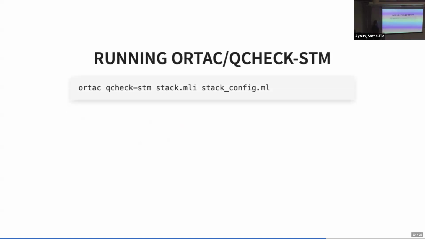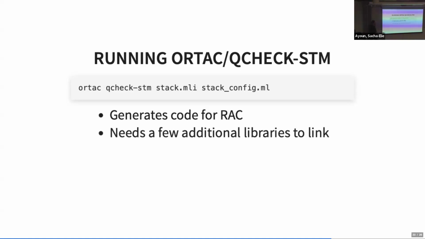How do you actually run this? So you run ORTAC with the QCheck-STM plugin. You give it the module interface that's annotated with your Gospel contracts. Then you give it the configuration module, and it will generate code automatically that does this runtime assertion checking. So it does this kind of property-based testing. The property that's tested here is that random sequences of API calls align both on your system under test and the immutable model that you have, right? That's the property that we're testing.